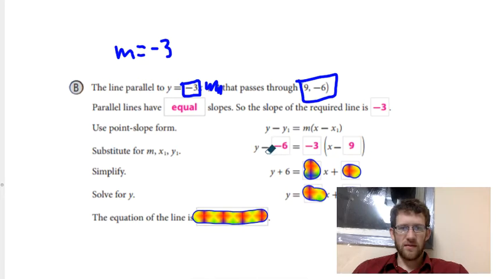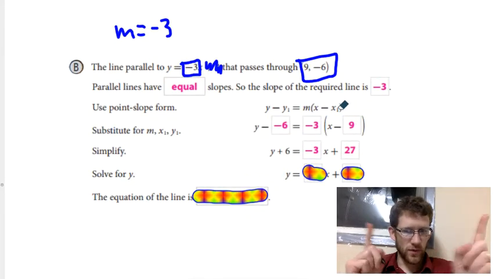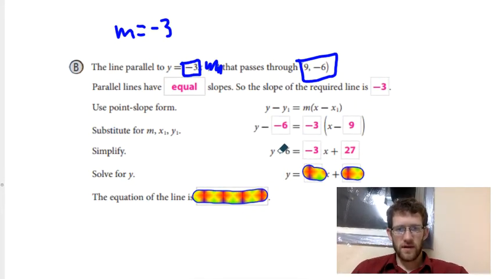Y, this double negative becomes +6. -3 times x is -3x. -3 times -9 is a +27. So careful of that. Those double negatives are super tricky. And then finally, we can subtract 6 from both sides. So it's -3x plus 21.